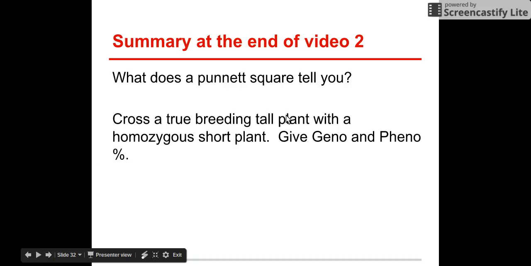And here is your summary. This is the summary for 2A and 2B. First one says, what does a Punnett square tell you? And then your second question is, I want you to do a Punnett square just like the one you saw on the slide before this. So cross a true breeding tall plant with a homozygous short plant. So using uppercase T's and lowercase t's, give me those genotype and phenotype percentages.